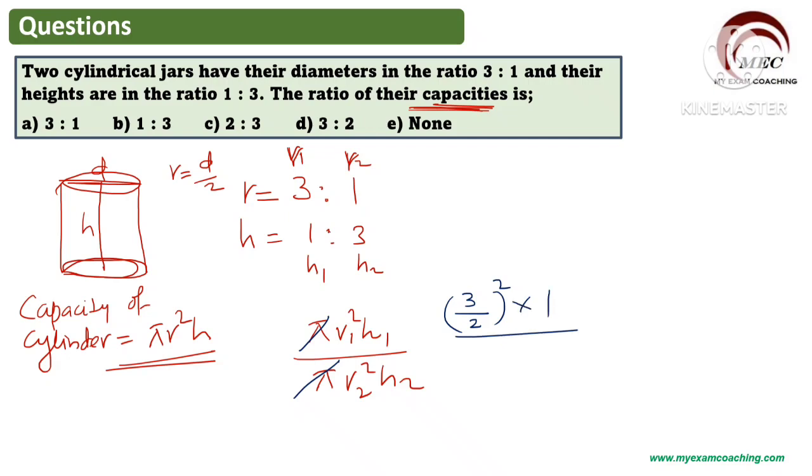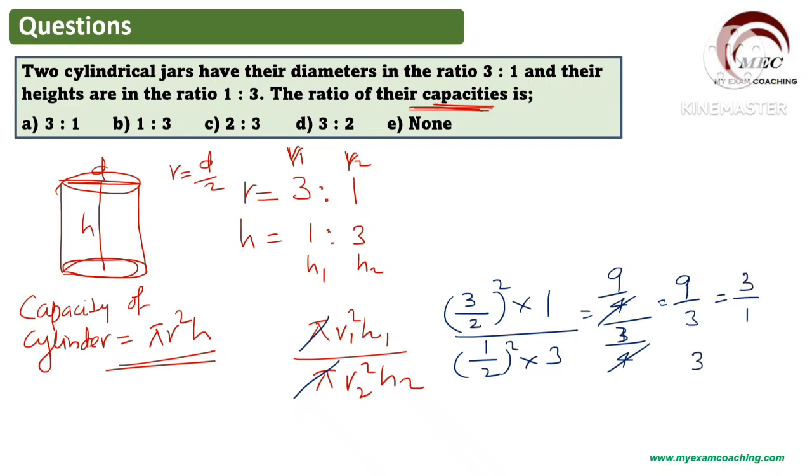R2 is how much? 1 by 2 square into 3. So this will become 9 by 4 divided by 3 by 4. 4 and 4 cancelled. This will become 9 by 3, which is equal to 3 by 1. So 3:1 is the ratio. So 3:1, you can mark option A as the correct answer.